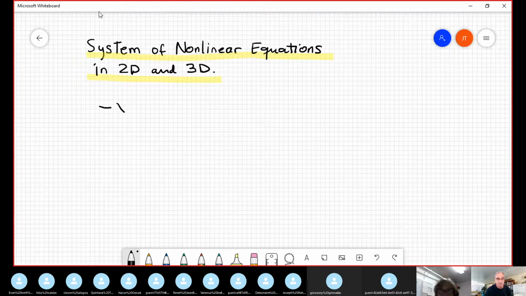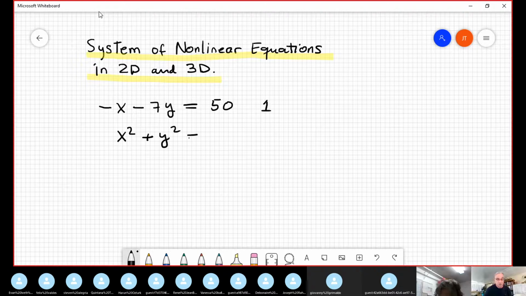Suppose minus x minus 7y equals 50. And this is my equation number one. And my equation number two is x squared plus y squared equals 100. And this is my equation number two. And this is my system.